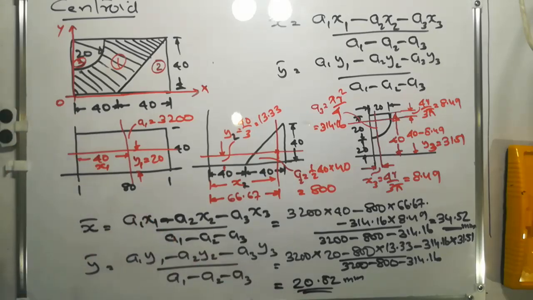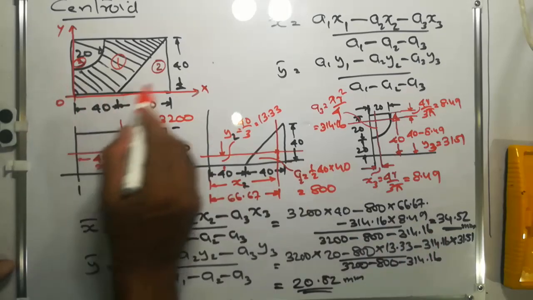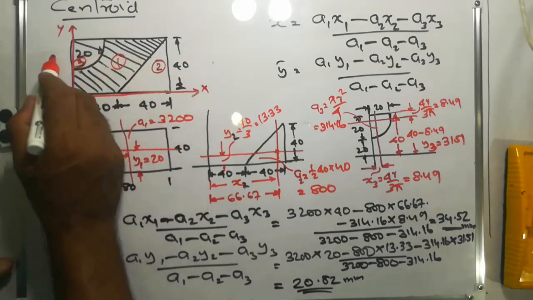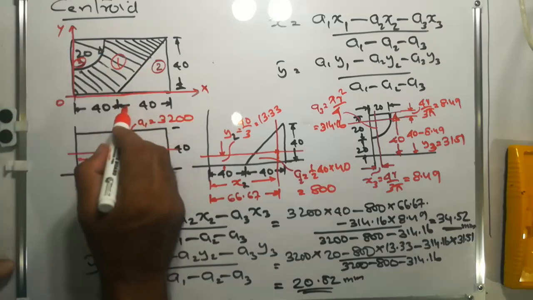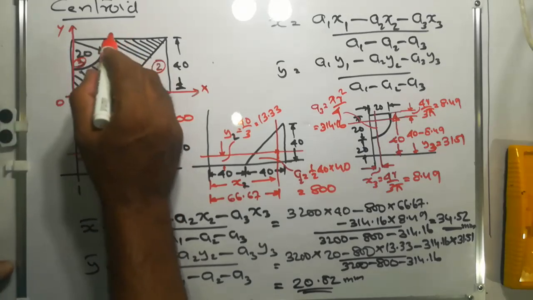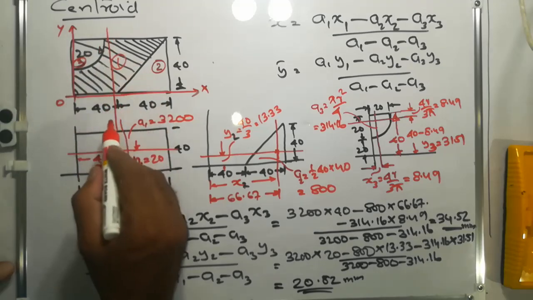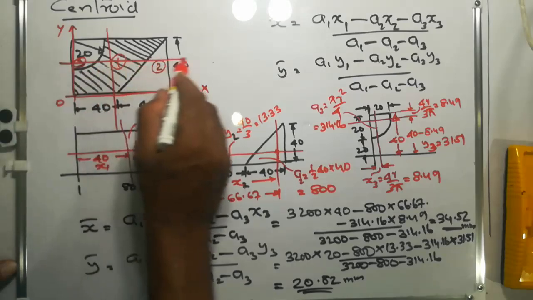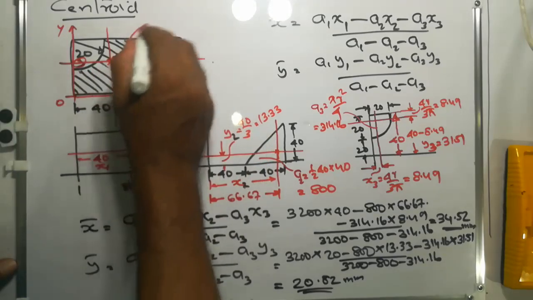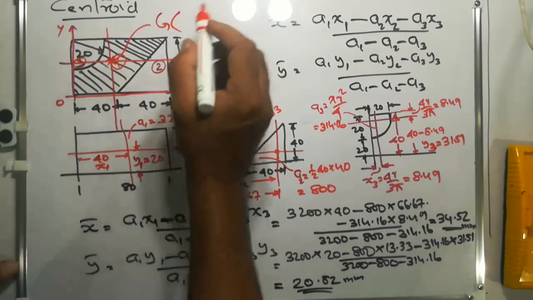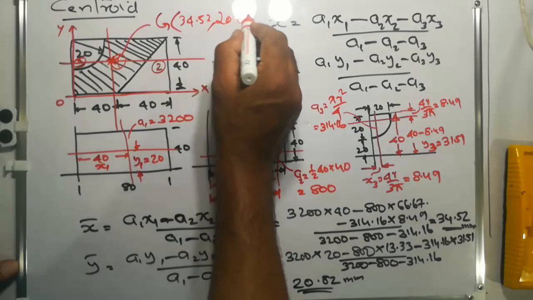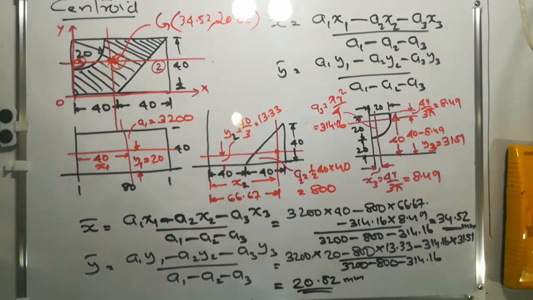So if we mark it on the figure, 34.52 means x bar will be around here, and 20.82 means just above the centroid. So this will be G, and its coordinates are 34.52 comma 20.82. This is the solution.